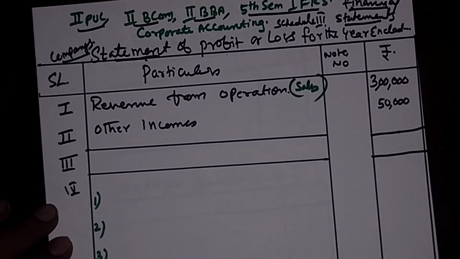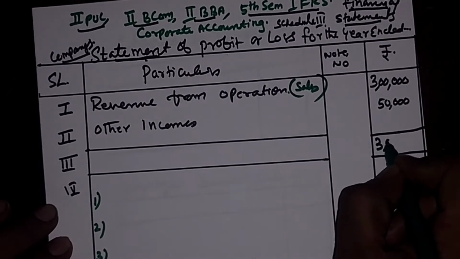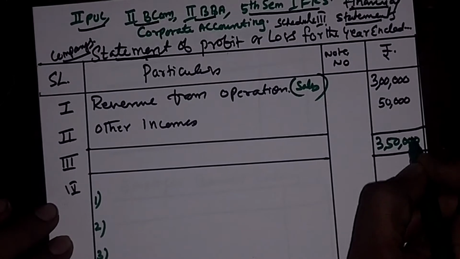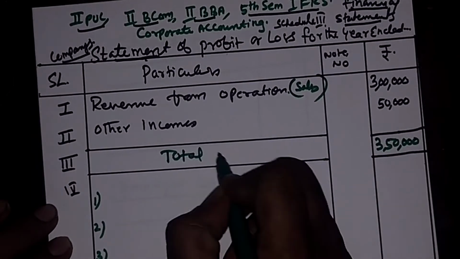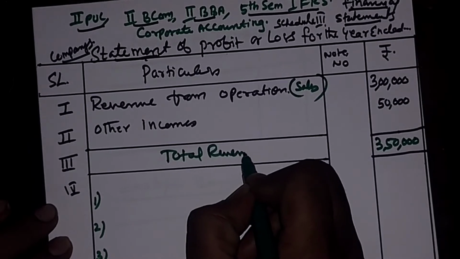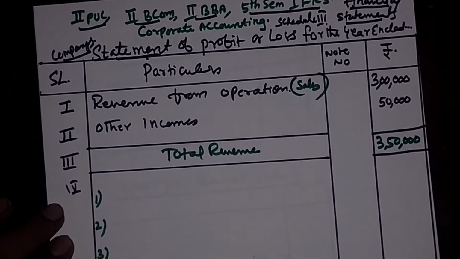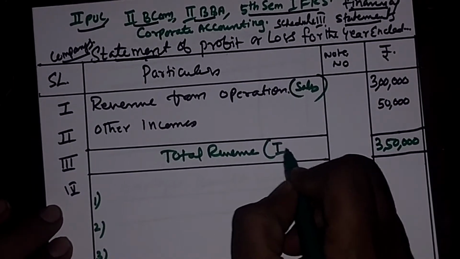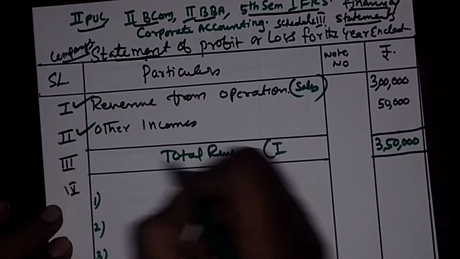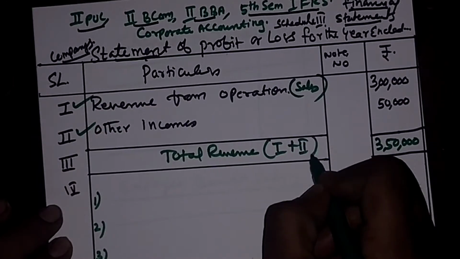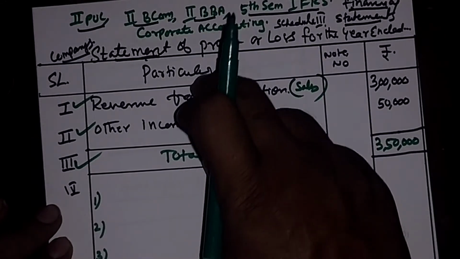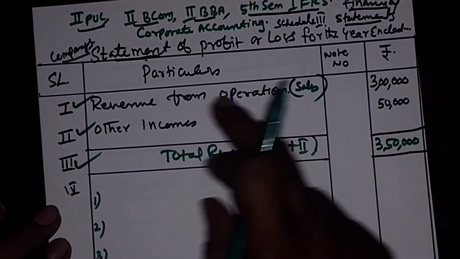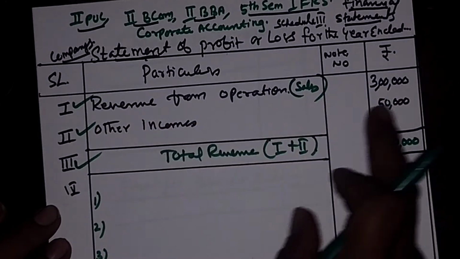So overall I get a total of 3,50,000. This 3,50,000 is called the total revenue. How do you get this total revenue? Roman number 1 plus Roman number 2. We call it Roman number 3. I hope I have made it very easy for you to understand. Revenue from operation, other incomes.